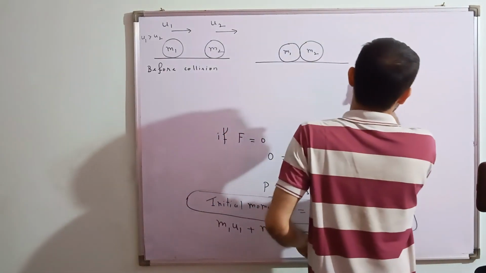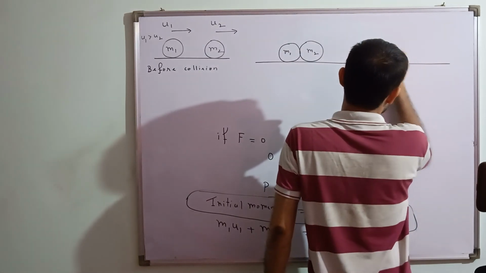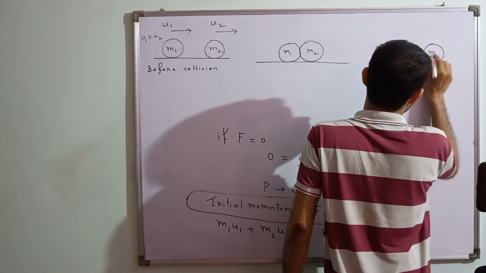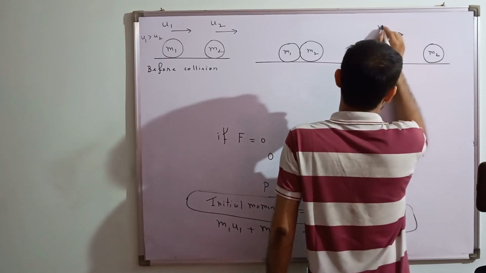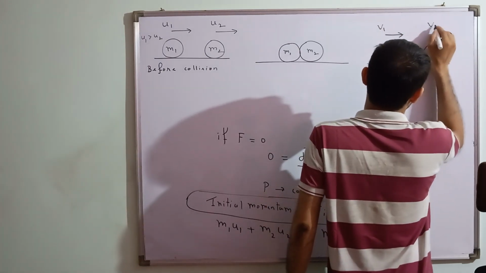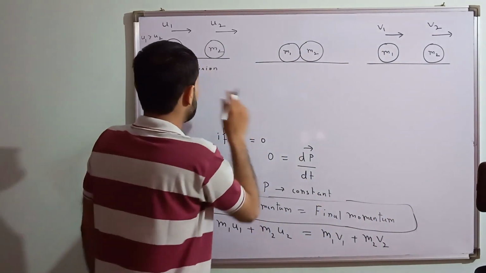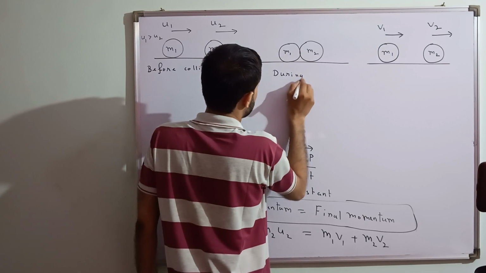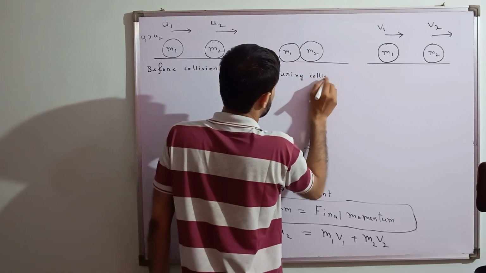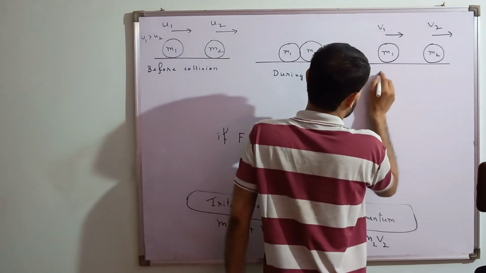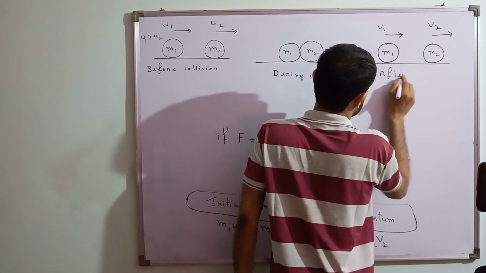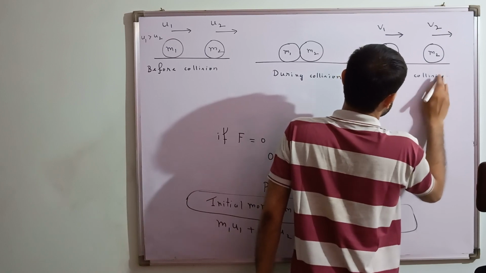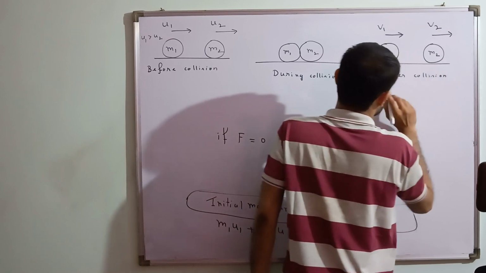Let me write this statement. So this is the situation after collision. M1, M2, now they are moving with some different velocities, let's say V1 and V2. Okay, so this is before collision, this is during collision, and this is after collision. So this is basically conservation of momentum.